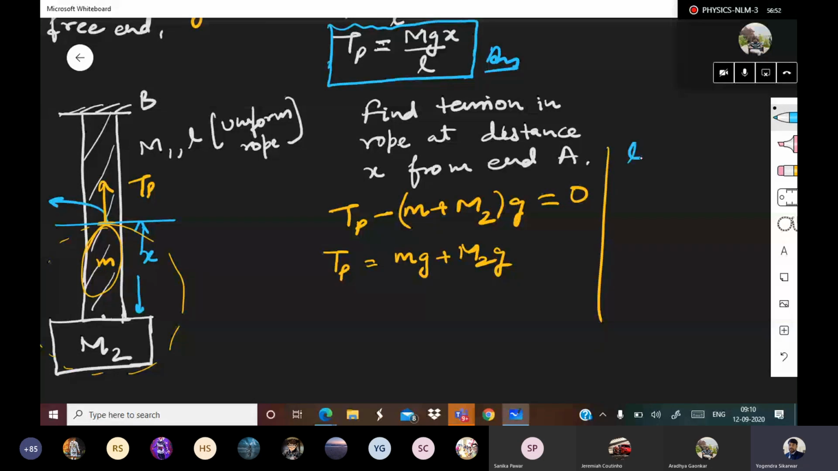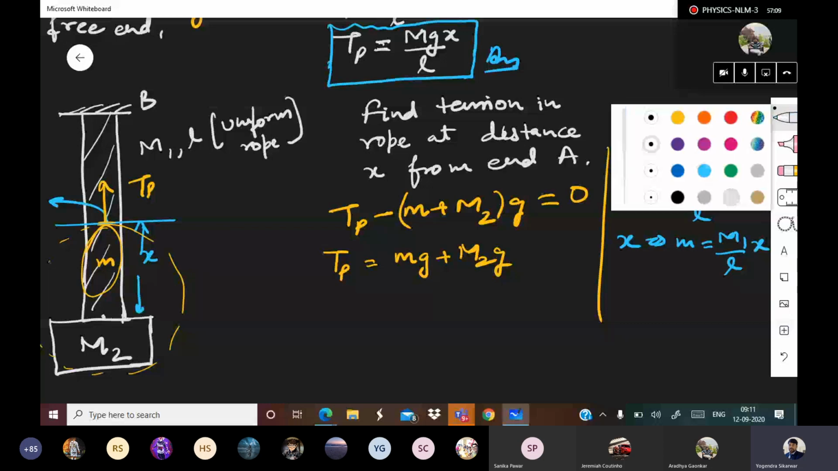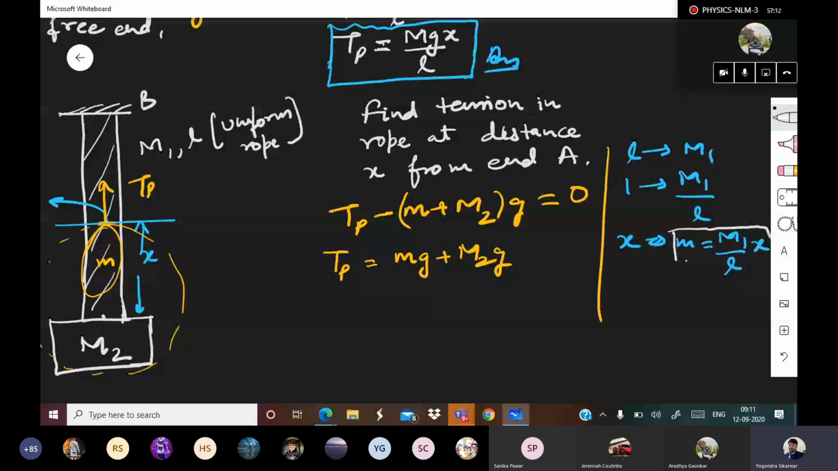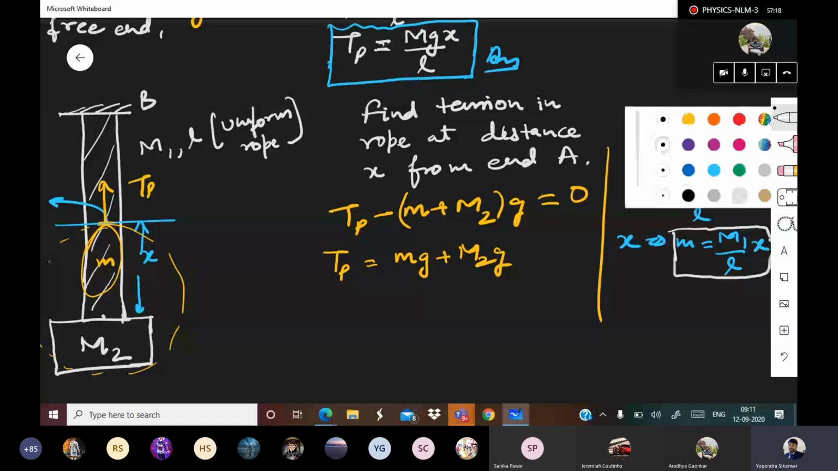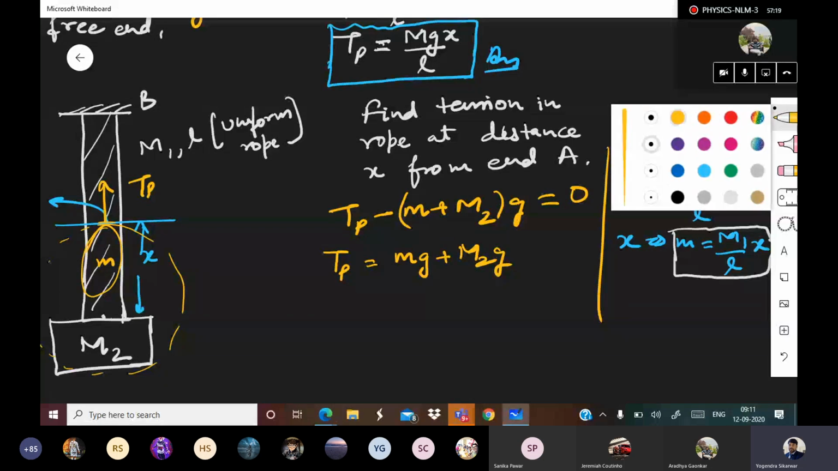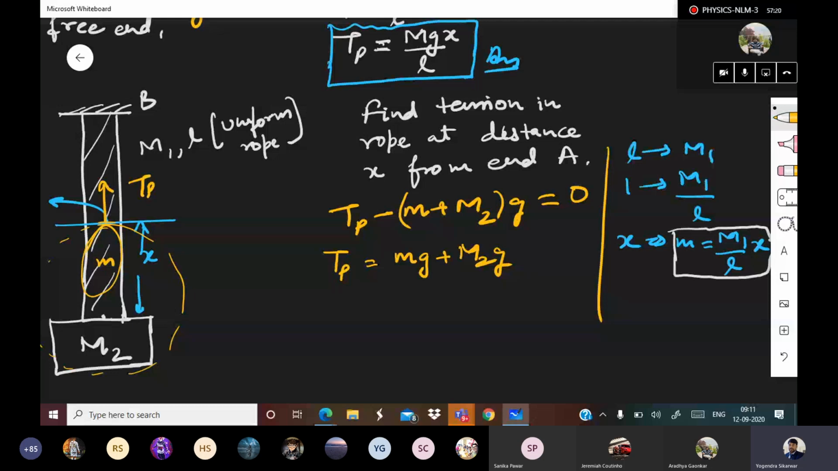So in L length, mass is m1. So in unit length, mass will be m1 by L. So in x length, mass will be small m is equal to m1 by L into x. This is the value of small m, and that gives us Tp is equal to m1 by L. Can you please explain again how you did that unitary method?